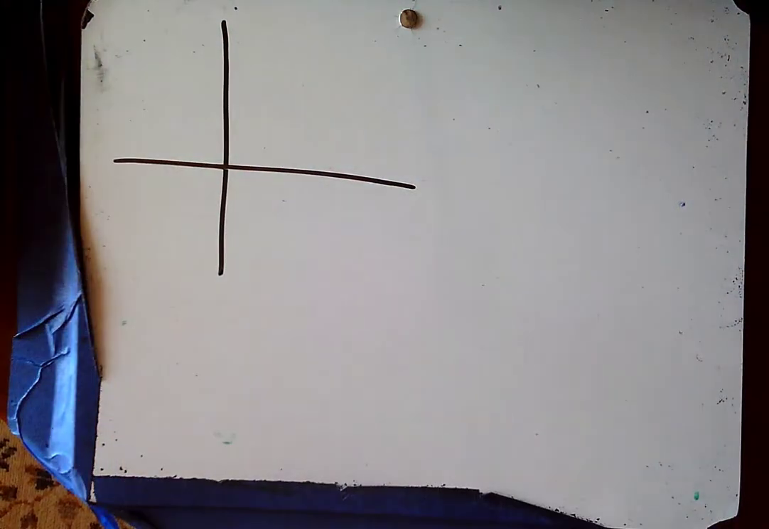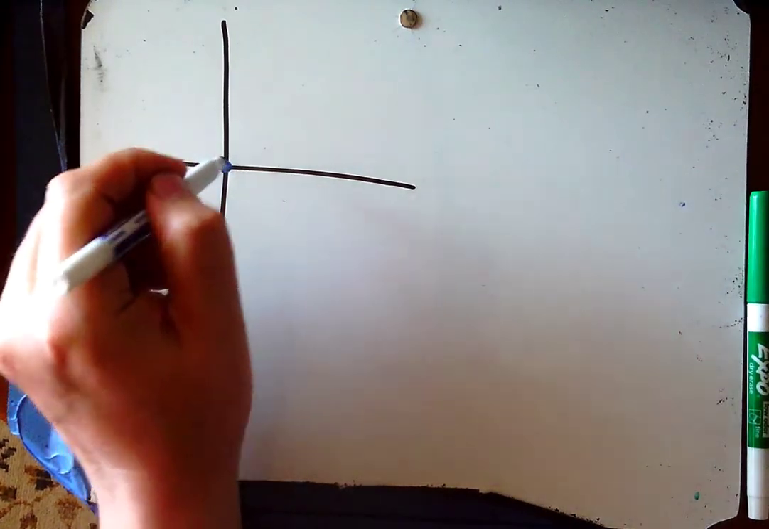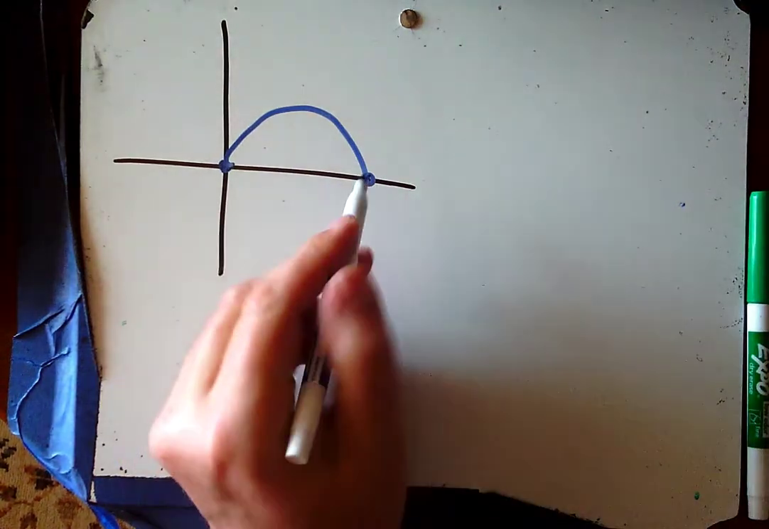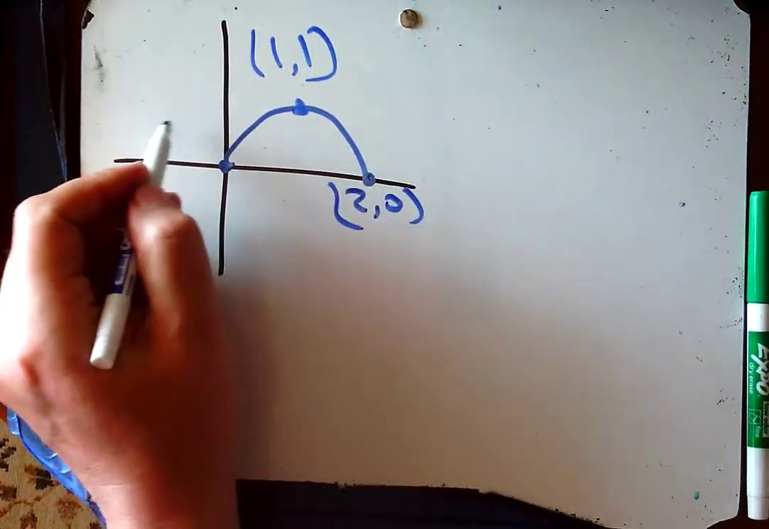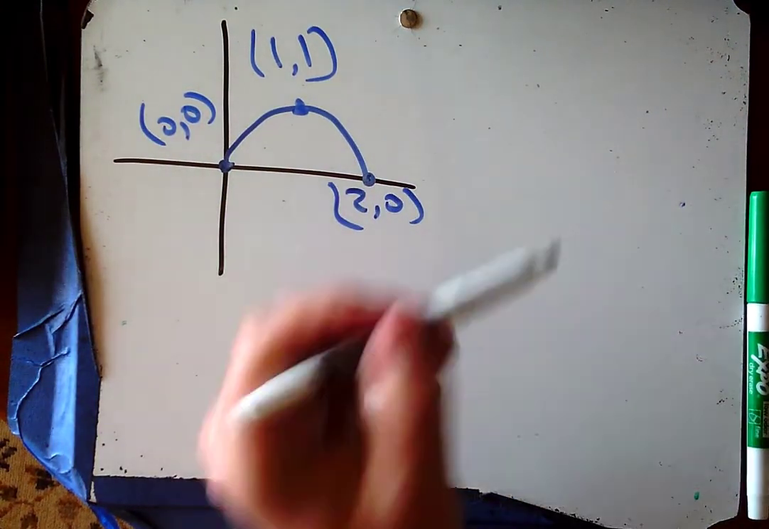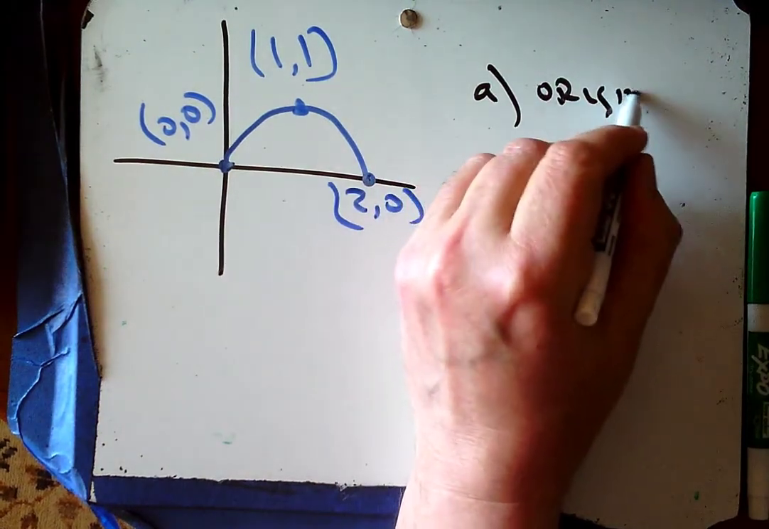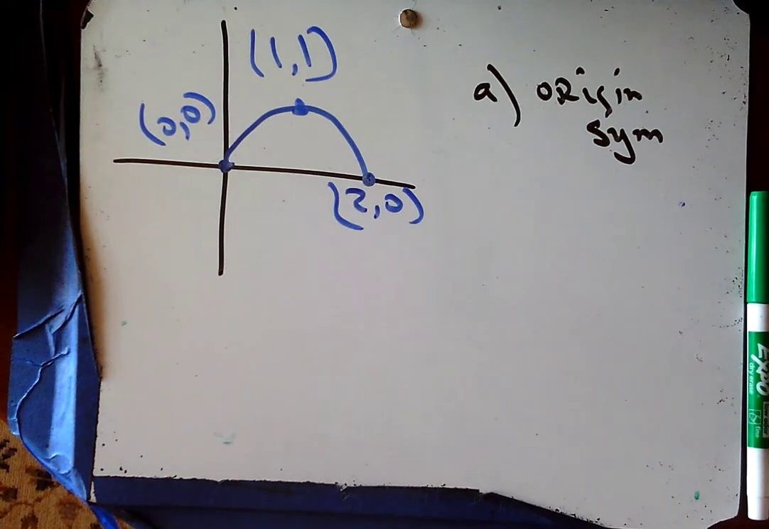Here's part of a function. Well, part of a relation. And I'd like you to complete this graph A with origin symmetry. Give it a try. Come back if you're stuck or when you're ready.